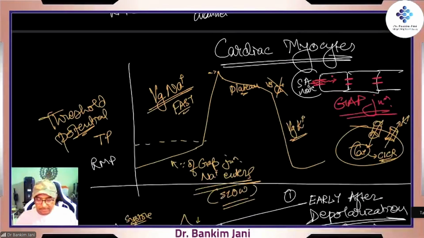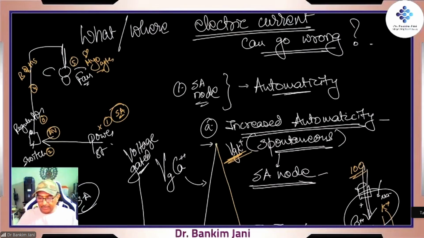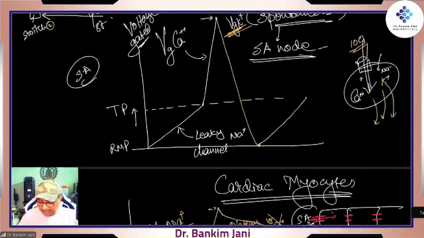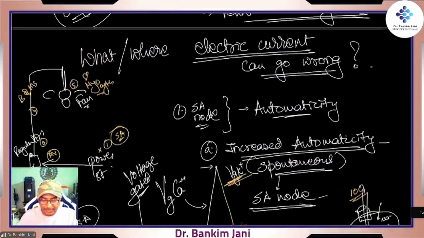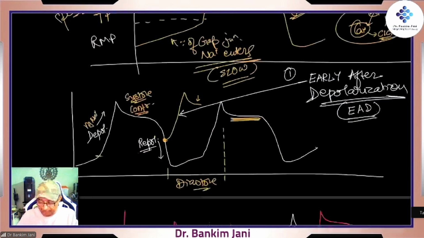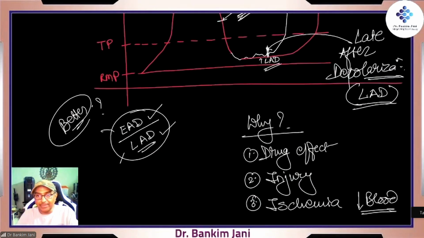So these are the two important automaticity problems which can really occur. It could be early or it could be late. Correct? So that's the entire explanation when the automaticity is affected. Automaticity will be affected because we cannot tell our heart to take it to EAD. So this is how things are really happening.